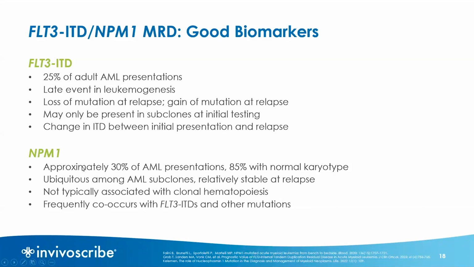Second, NPM1, also present in a high percentage of new AML presentations, ubiquitous among subclones and relatively stable, not typically associated with clonal hematopoiesis, and as I mentioned before, frequently co-occurring with FLT3 ITD and other mutations. So next I want to highlight just a handful of publications that are important, that really emphasize these points, that these two gene markers are important, particularly for prognosis.